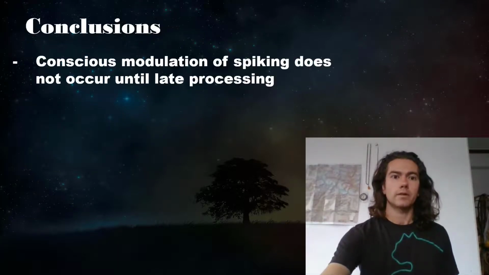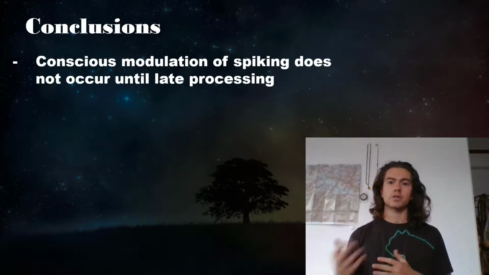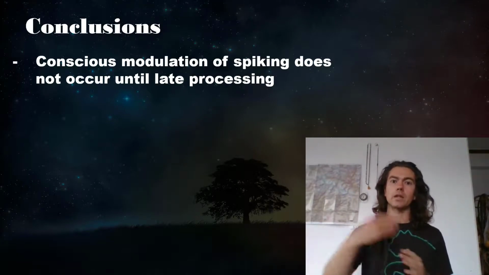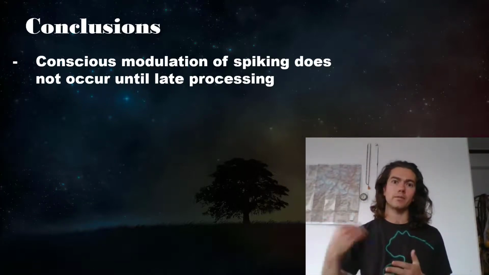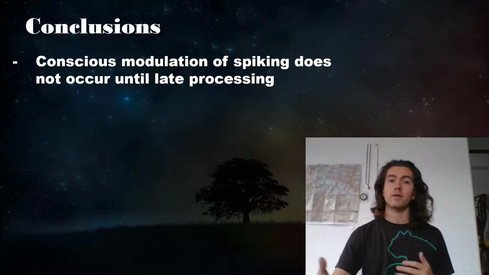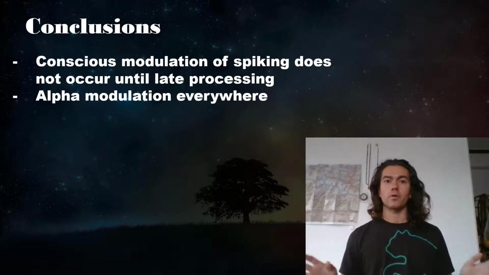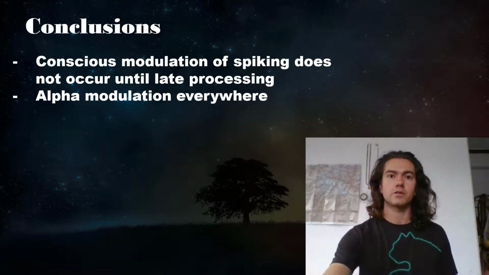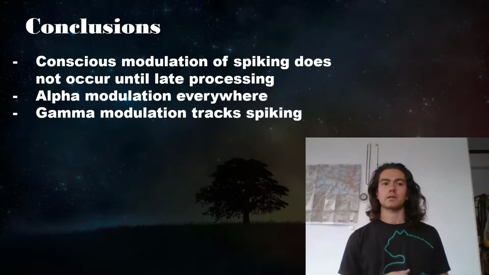So what might this generally mean? Conscious modulation of spiking does not occur until late processing. So that implies that there's no consciousness happening in V1 and V2, but consciousness starts to have an impact on processing when you get up to V4. Alpha modulation, though, is everywhere. So we do see changes in that low frequency band. Gamma modulation tracks with the spiking, tracks with the consciousness.